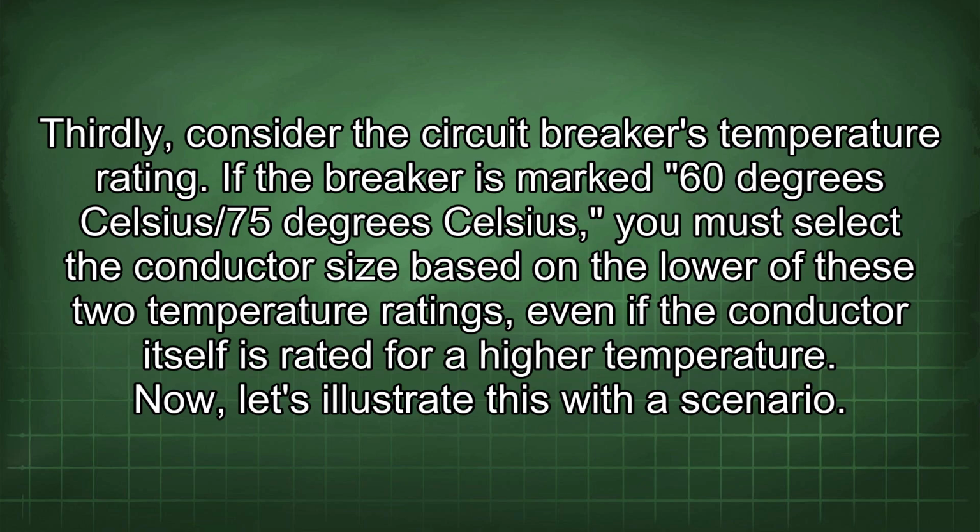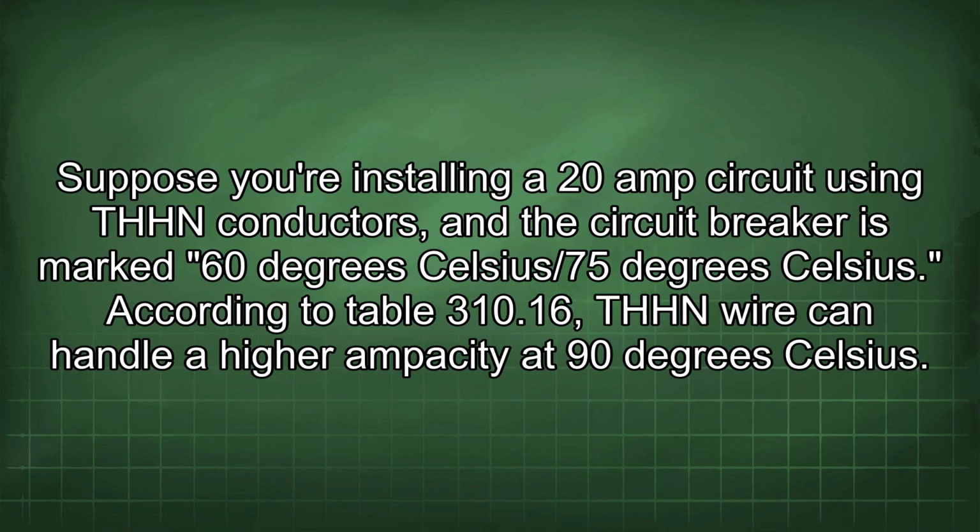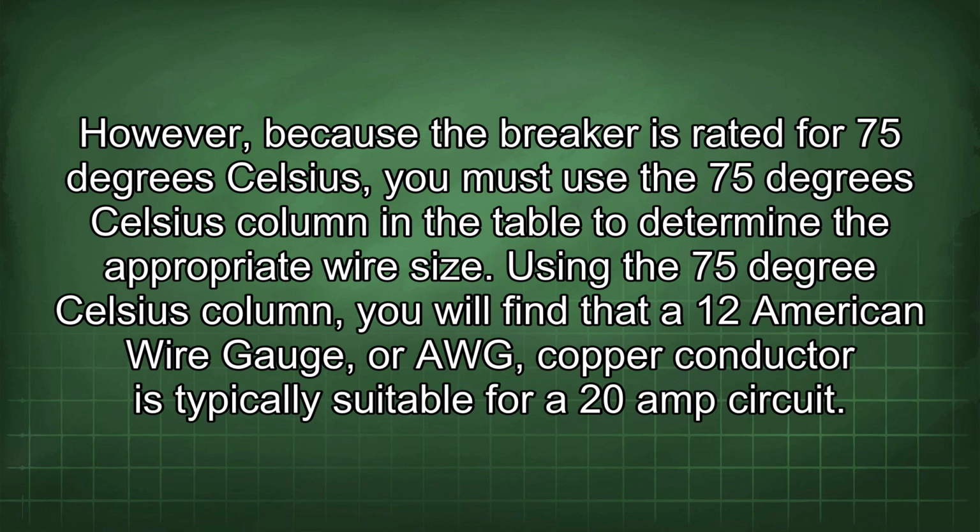Now, let's illustrate this with a scenario. Suppose you're installing a 20 amp circuit using THHN conductors, and the circuit breaker is marked 60 degrees Celsius/75 degrees Celsius. According to Table 310.16, THHN wire can handle a higher ampacity at 90 degrees Celsius. However, because the breaker is rated for 75 degrees Celsius, you must use the 75 degrees Celsius column in the table to determine the appropriate wire size.